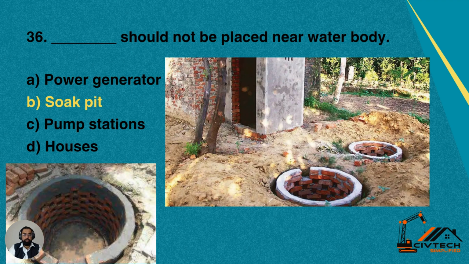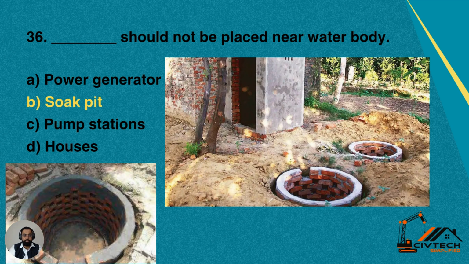Question number 36. Dash should not be placed near a water body. What should not be placed near a water body? Option A, power generator; option B, soak pit; option C, pump stations; option D, houses. So, the soak pit should not be provided near the water body.